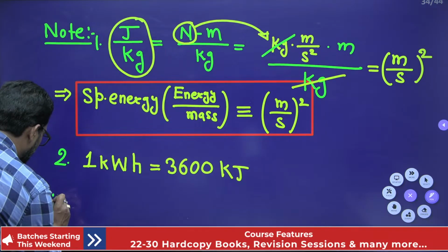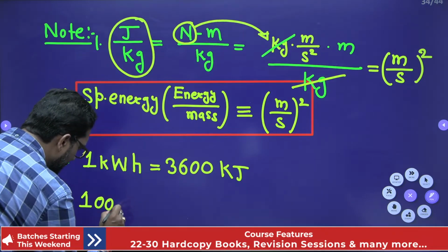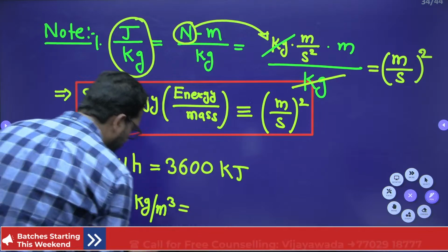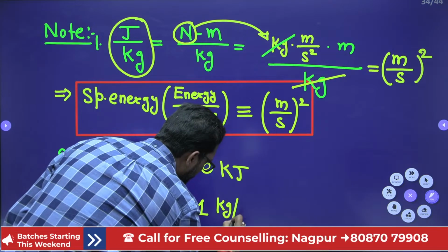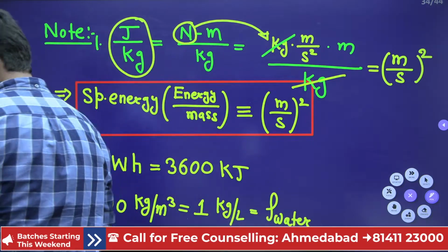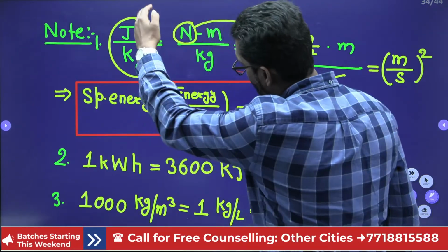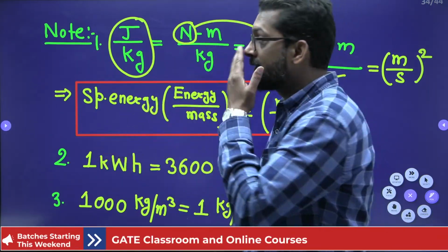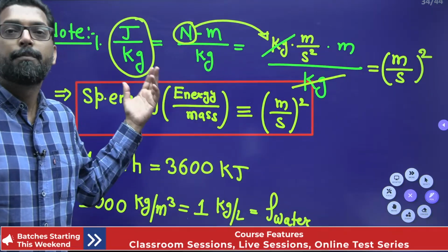Note number third. 1000 kg per meter cube is equal to 1 kg per liter, and this is the density of water. Always remember this thing. Why? Because in 90% of GATE questions, students get confused here. So this note is useful while you are solving the previous year GATE questions.